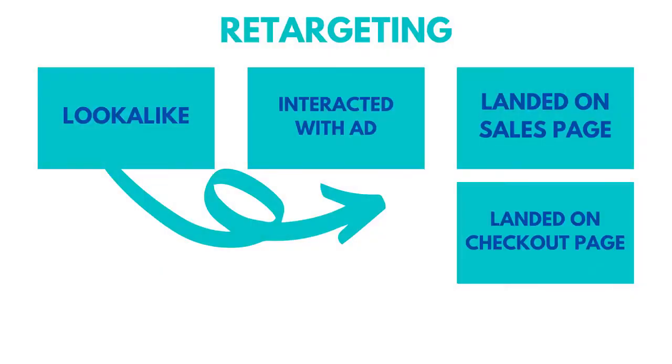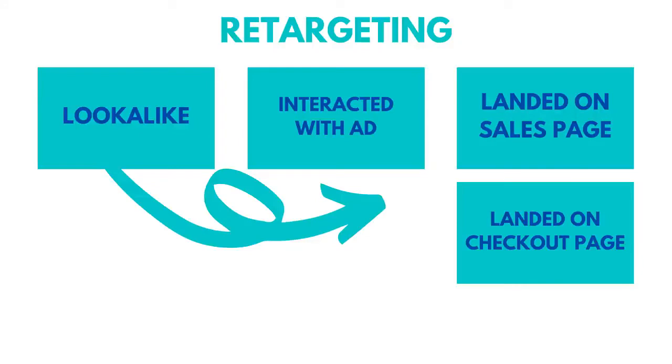So retargeting, you've got three different types. You've got retargeting someone who interacted with your ad. So let's say they left a comment, they liked it, they shared it, they watched the video or whatever, right? That's one type. The next type is landed on the sales page. So they clicked your ad and they landed on your sales page. That's another type of audience, right? The next type of audience is landed on your checkout page. And let's just say a bonus audience is they bought it. Okay, and if they bought it, you can target them new t-shirts, new ads, new things.